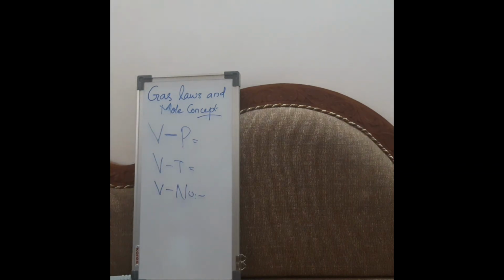So we can conclude our class by telling the main points. The 6 major characteristics of gas: what is volume, what is pressure, what is temperature, relation between volume and pressure, relation between volume and temperature, and the relation between volume and number of molecules. That is Boyle's law, Charles' law and Avogadro's law.